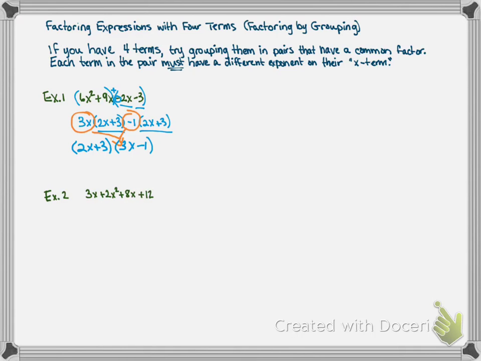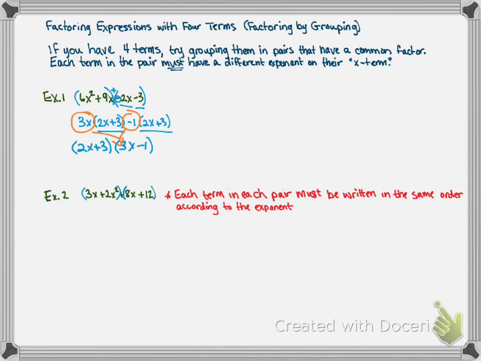Let's look at a second example. 3x plus 2x squared plus 8x plus 12. Okay, so let's group the first 2 terms, 3x plus 2x squared. Let's group the second 2 terms, the 8x plus 12. Okay, what's important here is that each term in each pair must be written in the same order according to the exponents. Basically, we need to have the same order of the degree.